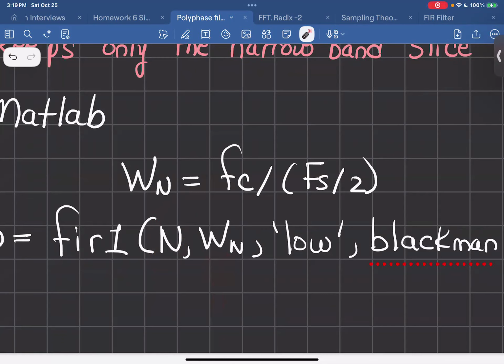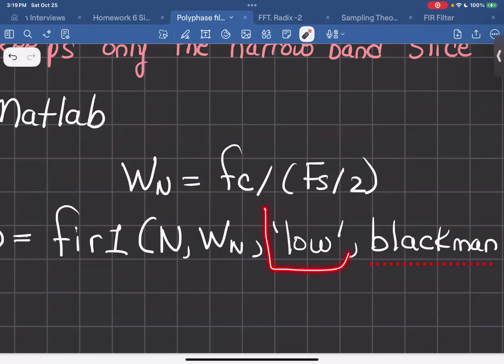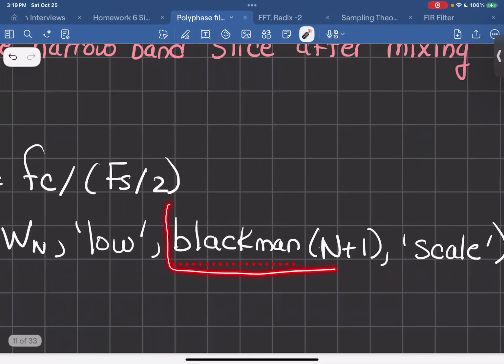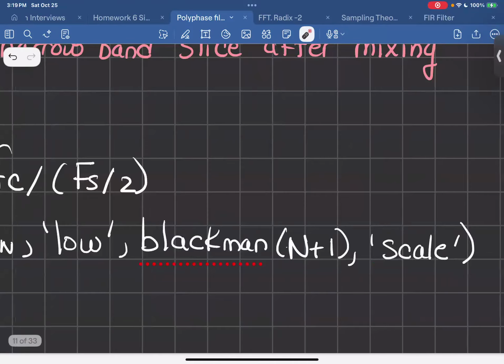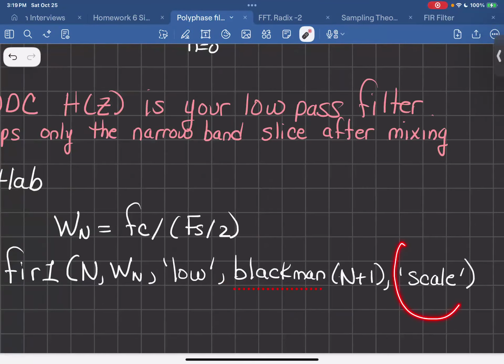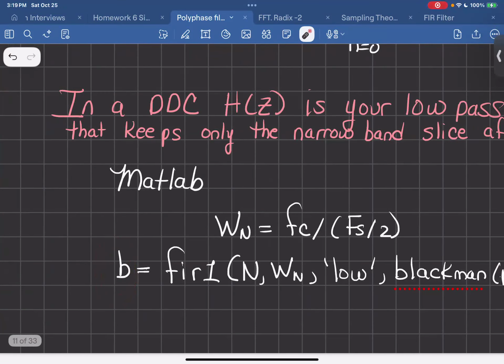This is your cutoff frequency, and it's determined by this equation. You want a low pass filter, all right? And then I'm choosing this window, okay? And you can look at the frequency responses of these various windows. I probably will have a MATLAB homework problem on this. And then this parameter scale. So what you get at the end are all your filter coefficients. This is the number of filter coefficients that you want, and the result is you get your filter coefficients.